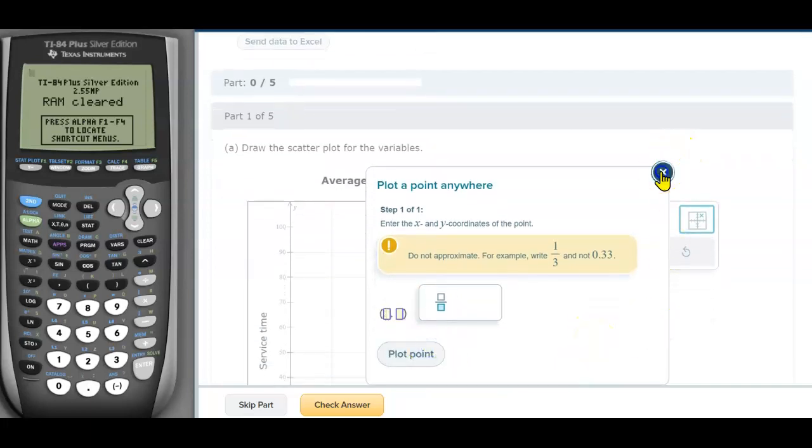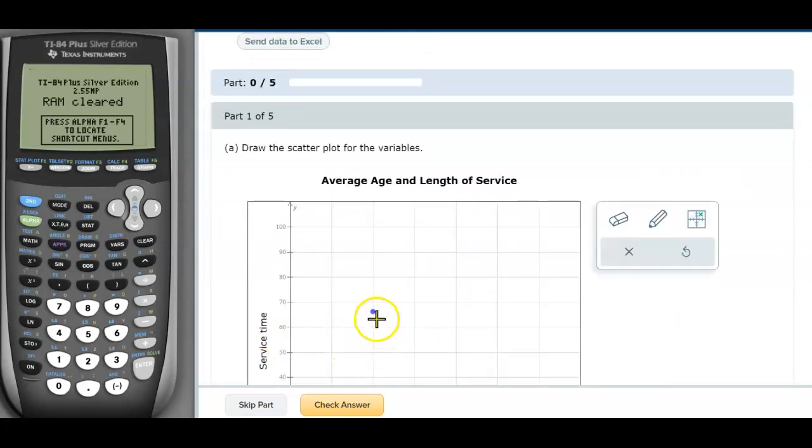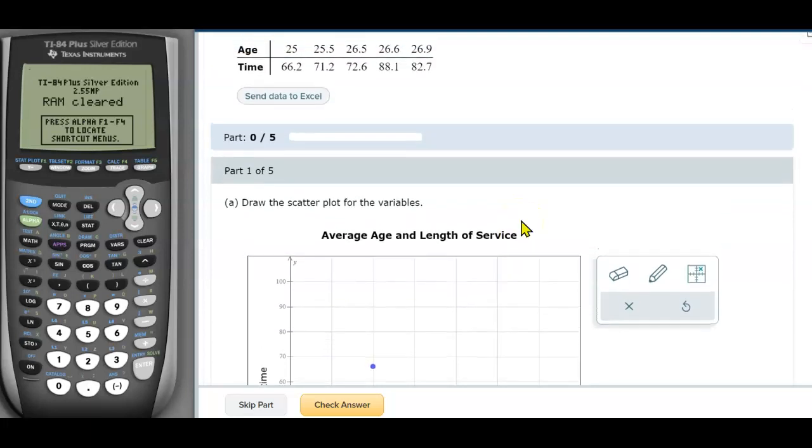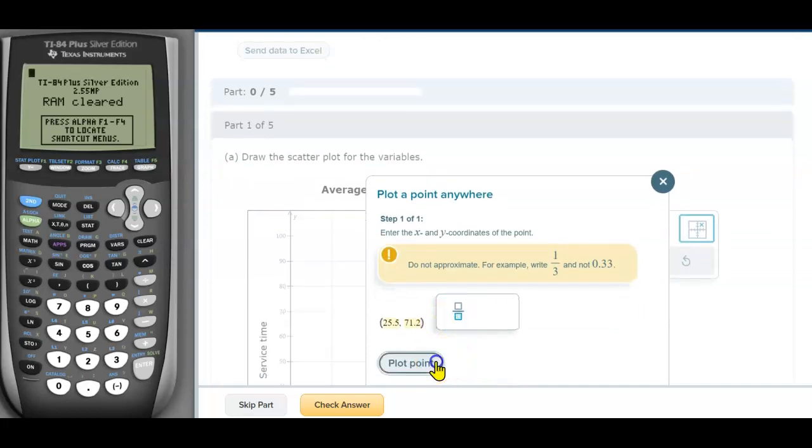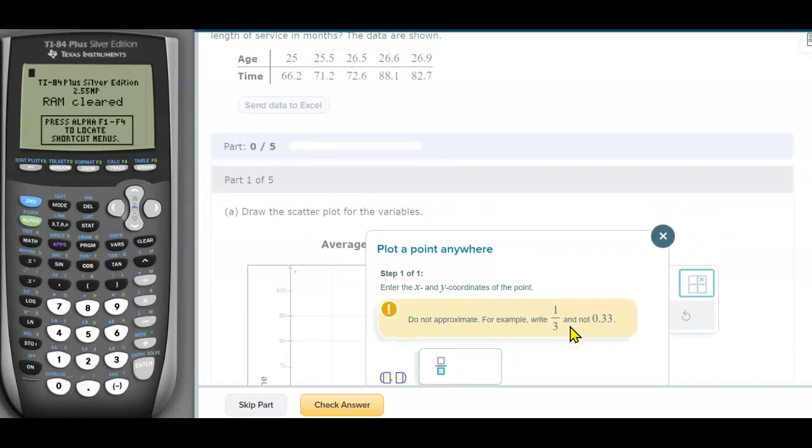All right, so if I close this, you get the point already plotted there, and so on for the remaining points, right? So for the second one, for instance, it is 25.5 for the x, and the y would be 71.2, and again plot it and so forth. So I'm going to stop the video and keep going with this, right?